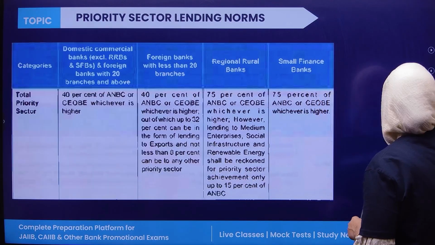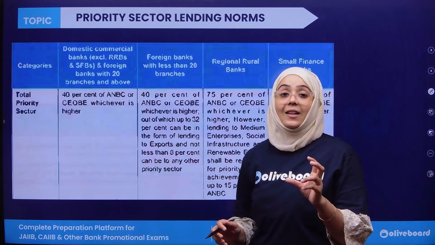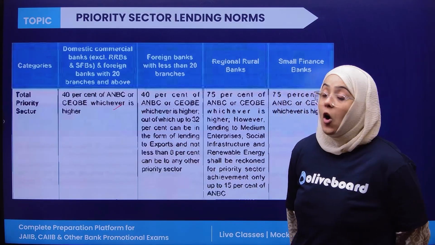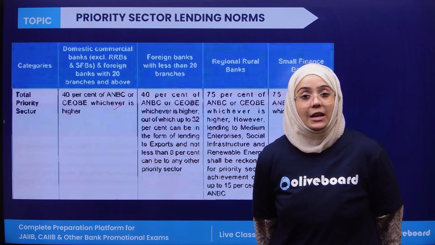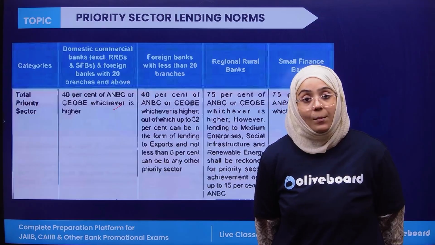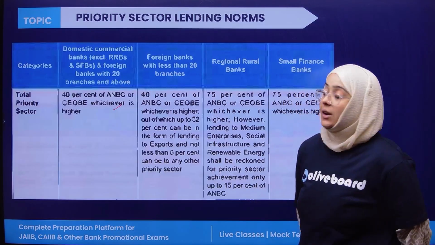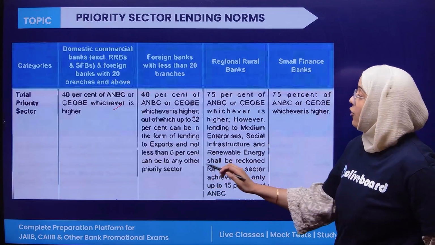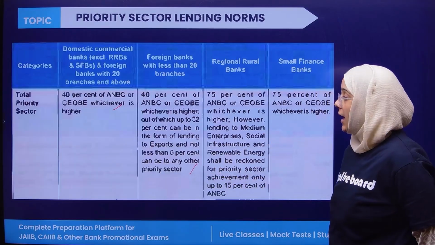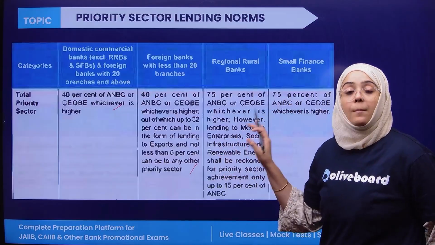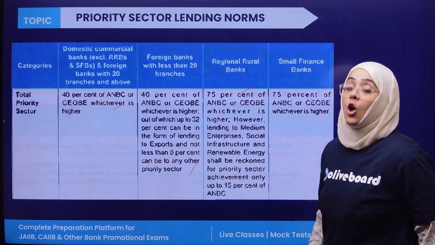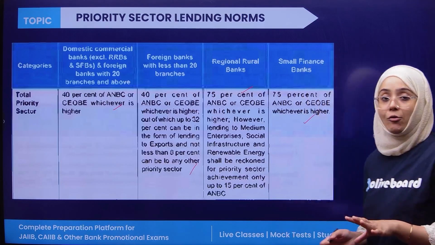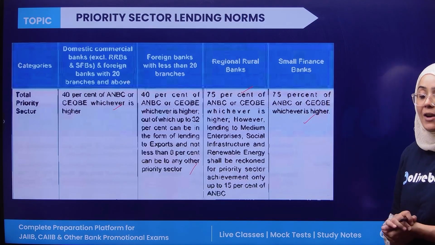So for the total priority sector, the target is 40% of adjusted net bank credit, ANBC, or CEOBE, credit equivalent of off-balance sheet exposure, whichever is higher, right? Next, for foreign banks which have less than 20 branches, again 40% of ANBC or CEOBE, whichever is higher. For regional rural banks, the total priority sector lending target is 75% of ANBC or CEOBE, whichever is higher. Last is small finance banks, again 75% of ANBC or CEOBE, whichever is higher.